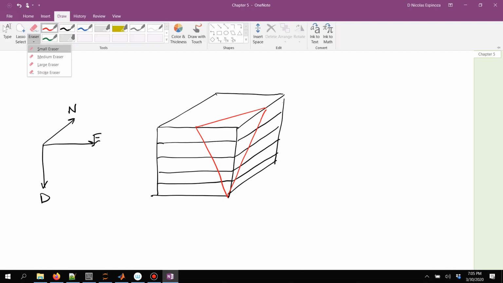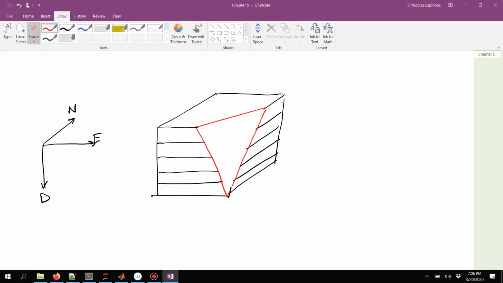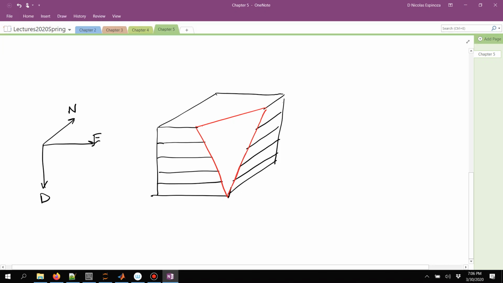I'm going to erase the hanging wall of the fault, which is this section, and I'm just going to leave there the footwall, so we can see a little bit better what strike and dip are. So here now I just have the footwall. Let me pass this line again, just to highlight the plane fault.